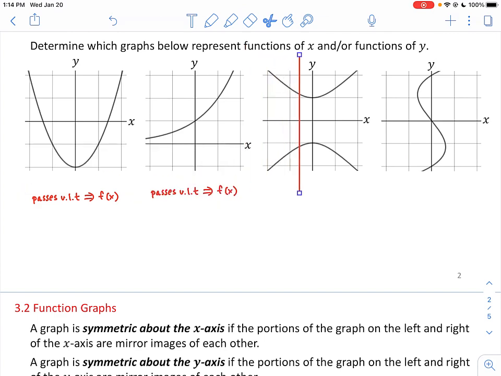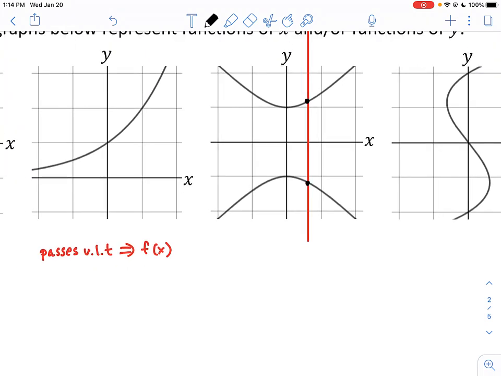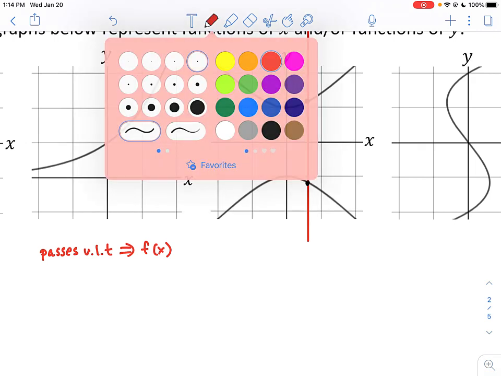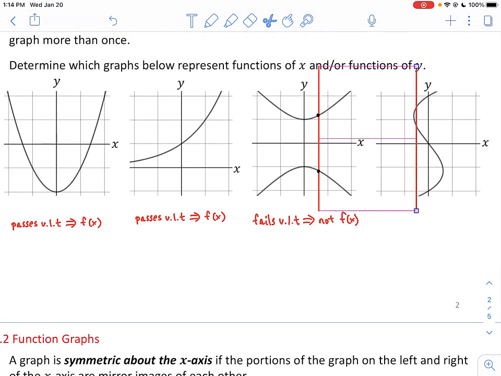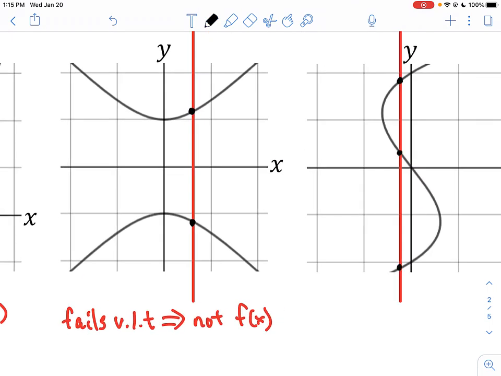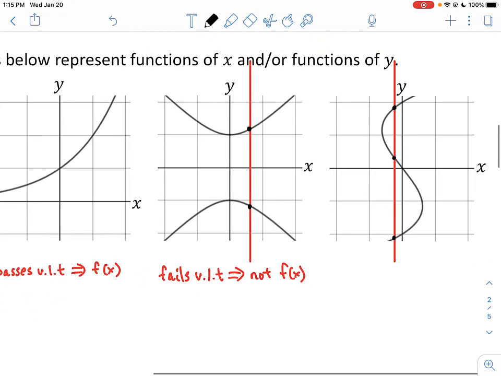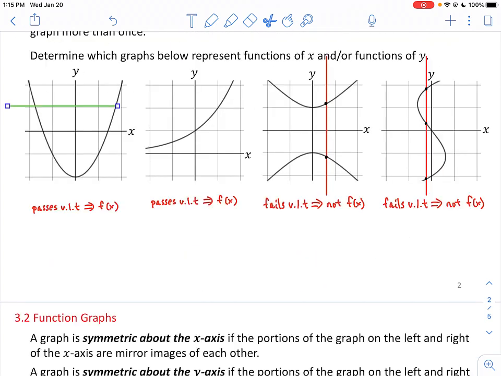This one has problems all over the place. You just have to find one vertical line that intersects the graph more than once, and this one, all vertical lines that we can see will intersect multiple times. So it fails the vertical line test, not a function of x. And then, of course, this last one, as we scan through the graph, we have all sorts of issues here as well, don't we? I'll pause it right there and emphasize we have 1, 2, 3 points of intersection on this particular vertical line. So once again, we have a failing of the vertical line test, so not a function of x.